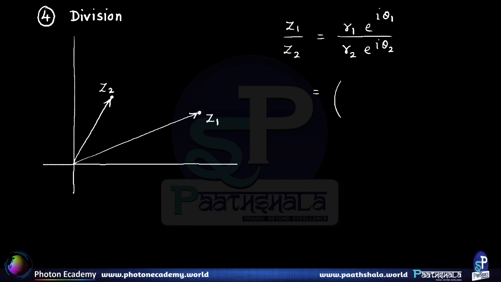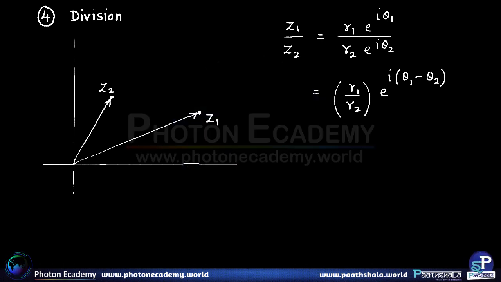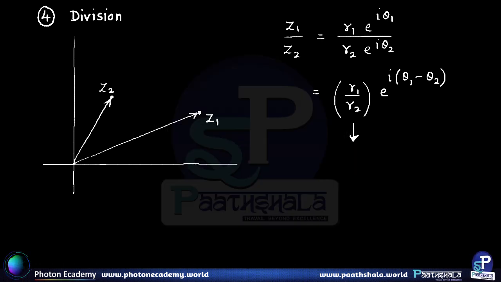So therefore we can separate the magnitude part, which turns out to be r1 upon r2 multiplied by, here the indices will get subtracted. So here we'll have e raised to i into theta 1 minus theta 2. So once again, if you want to interpret this graphically, it means that the division of two complex numbers z1 and z2 is a complex number in which the magnitude is the result of division of r1 by r2 and the argument is nothing but the subtraction of theta 1 minus theta 2.